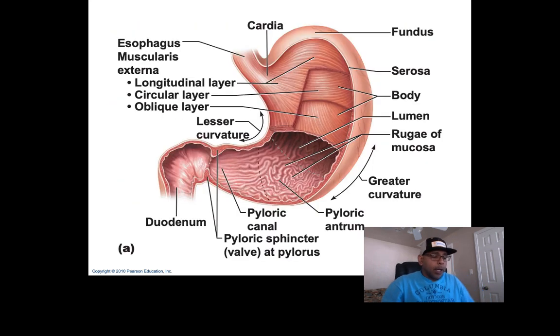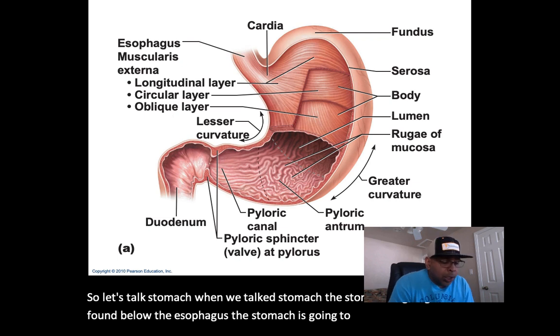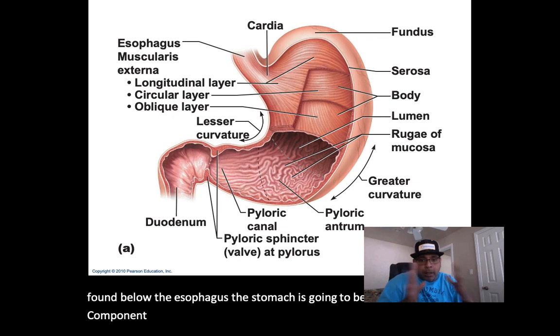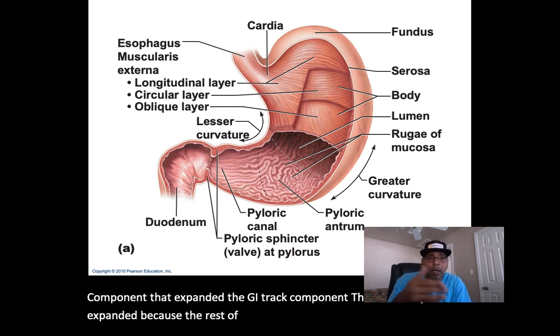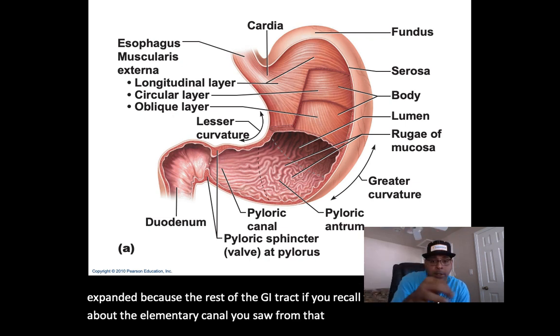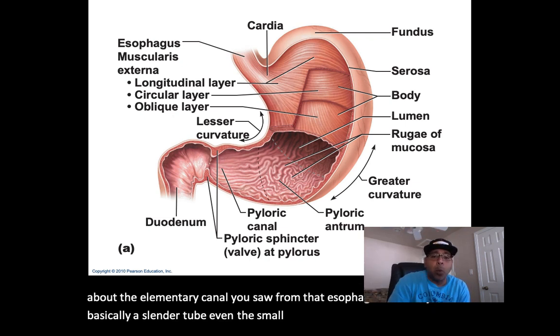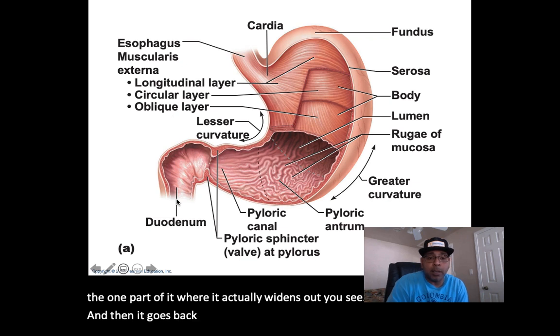So let's talk stomach. When we talk stomach, the stomach is going to be found below the esophagus. The stomach is the GI tract component that's actually expanded, because the rest of the GI tract, if you recall when I talked to you about the alimentary canal, from that esophagus down was basically a slender tube. Even the small intestine, a slender tube. So this is the one part of it where it actually widens out, and then it goes back to being that small size.